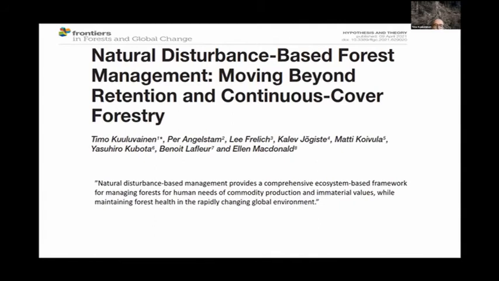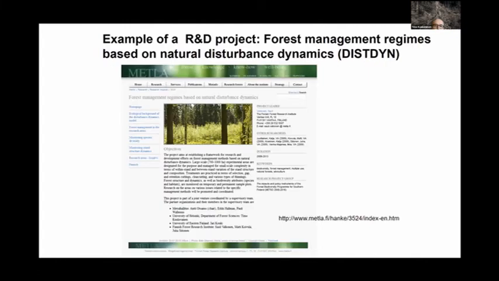So to conclude, I would like to just quote from our paper what we said: that natural disturbance-based management provides a comprehensive ecosystem-based framework for managing forest for human needs of commodity production and immaterial values, while maintaining forest health in the rapidly changing global environment. So I think there is a lot of promise in this approach.